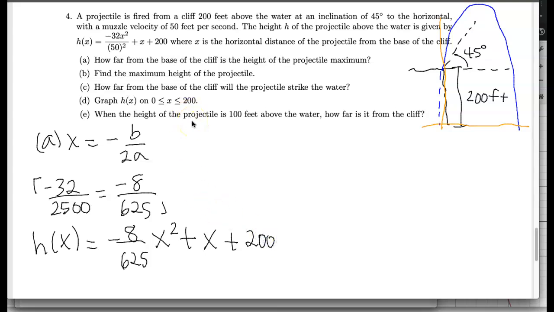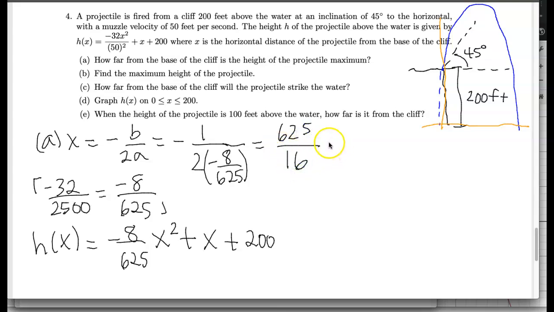So when we find the x-coordinate of the vertex, we'll have negative, the b is 1, and then divided by 2a, so negative 8 over 625. So the negatives will cancel, and we'll get 1 over 16 over 625, and when we take the reciprocal of that, we'll get 625 over 8 over 16, and this is approximately 39 feet.